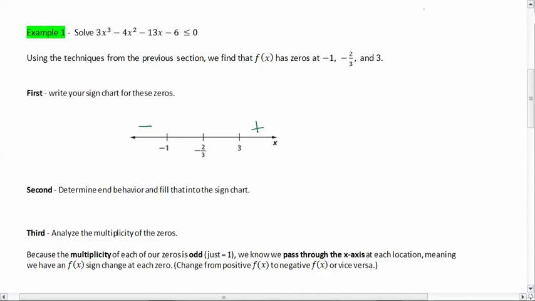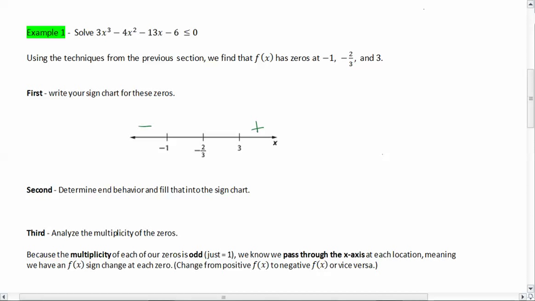That's our next step. So for this problem, our zeros are all of multiplicity 1, which means they're all odd. What does that mean? It means that at each of those zeros, we are passing through the x-axis. If we pass through the x-axis at a 0, we're changing our sign. So you might change from negative to positive, or if you're passing through the x-axis, you could change from positive to negative. But you're always going to change your sign.